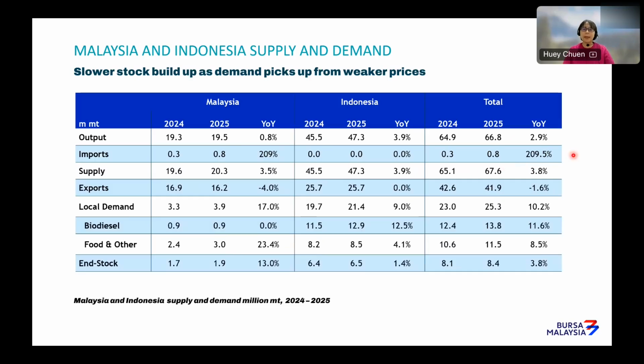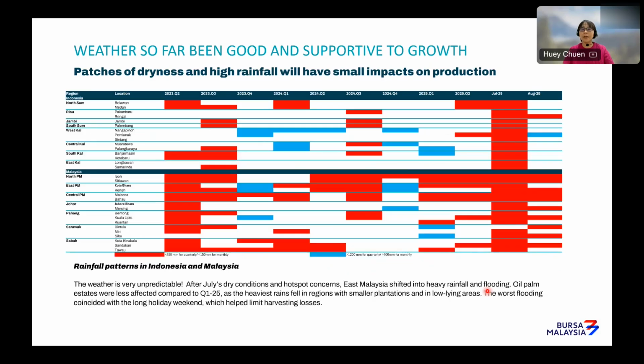And this is our expectation for the Malaysia side. But fortunately, despite high production, because we have very good export as well, we are looking at the end stock for Malaysia and Indonesia not being high. As a result of that, the prices are quite well maintained.